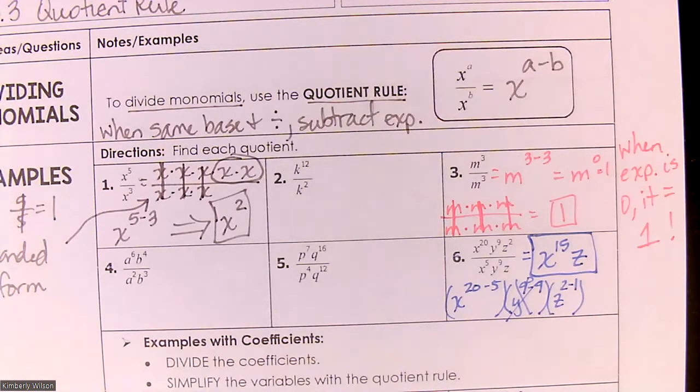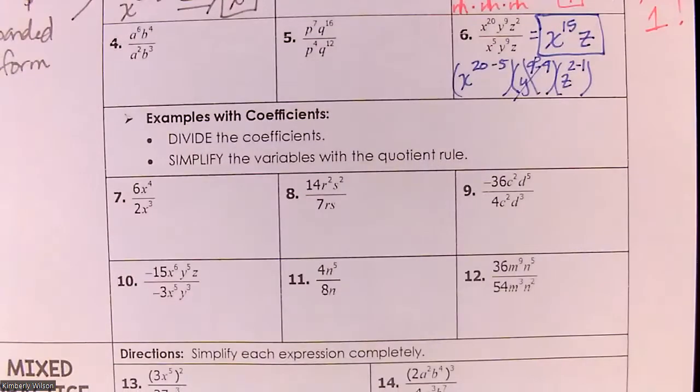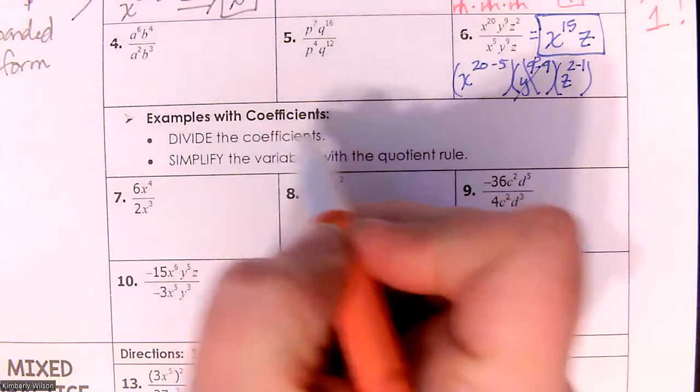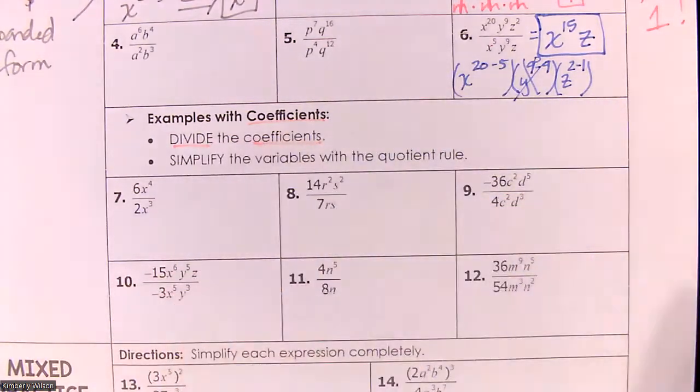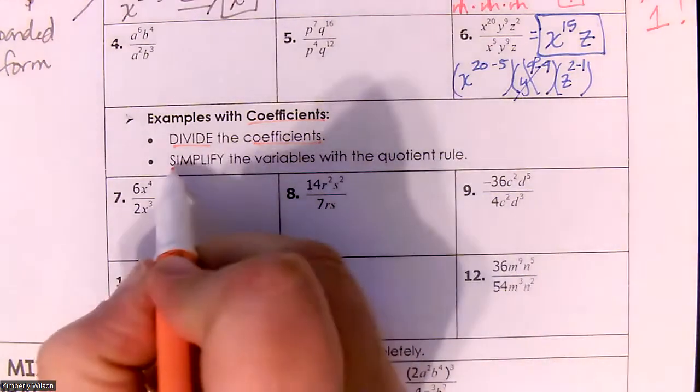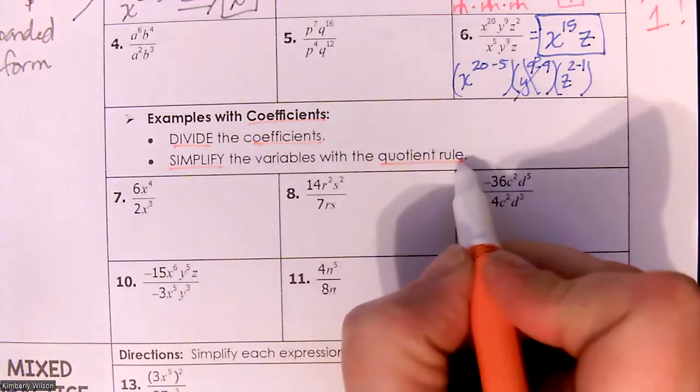Questions about that one? Make sure you pause, rewatch, and put a question mark by it to be able to ask me the next day. All right, now we're going to talk about when we've got numbers with it as well. It's got the coefficients. So with coefficients, we divide the coefficients. You just follow your division rules, and then we simplify using the quotient rule.